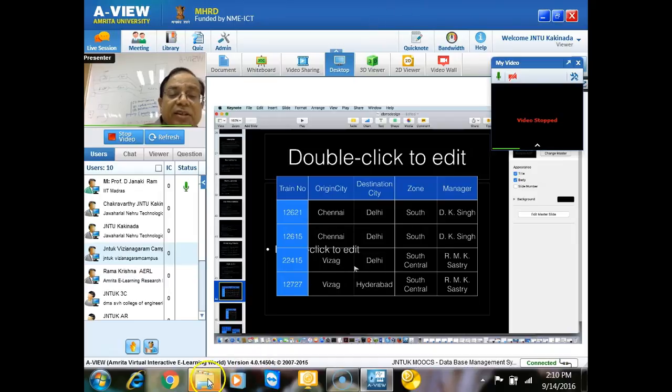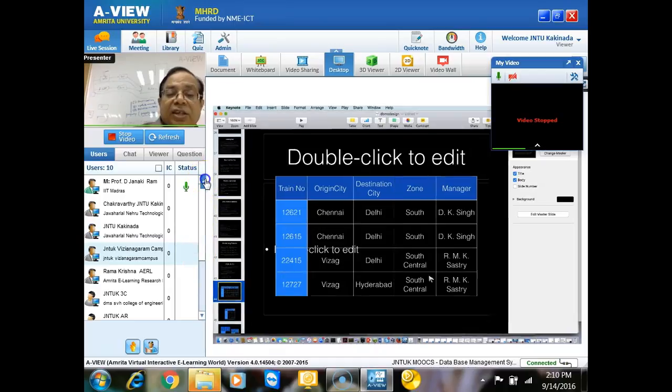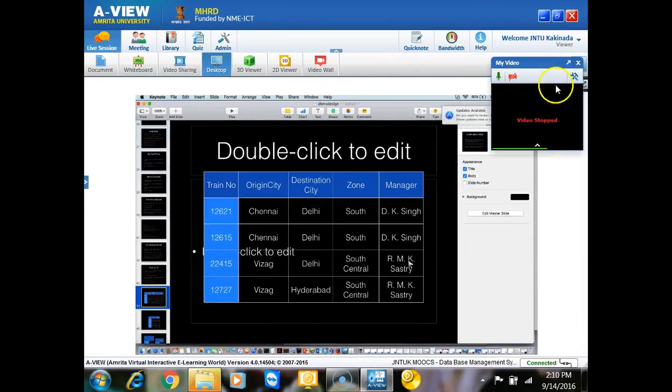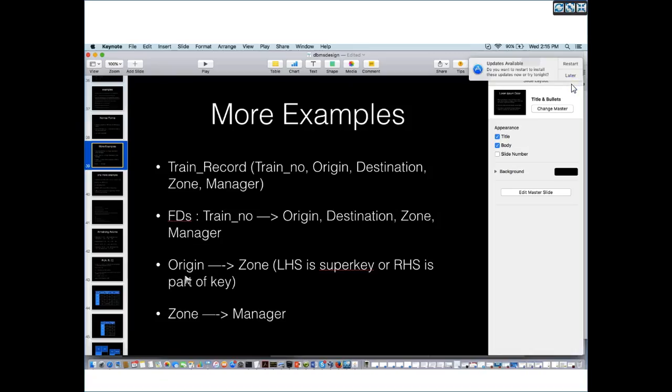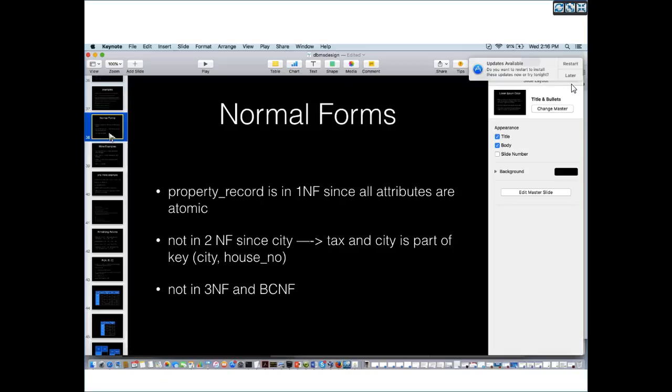Now you can see very easily. For example, here, Delhi, origin city, Chennai, South. Similarly, here you can see the same thing, Vizag, South Central, Vizag, South, South Central. If the left side doesn't reflect as a super key, this will cause duplication. So that's what BCNF is trying to say.